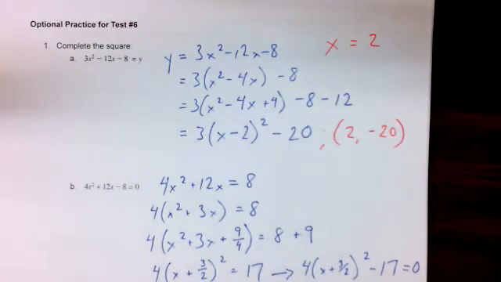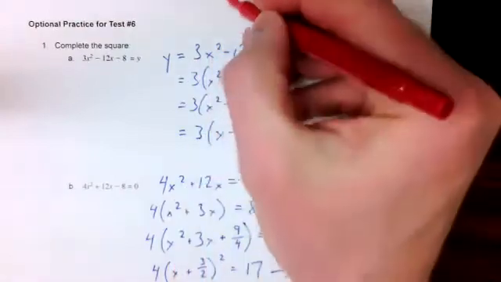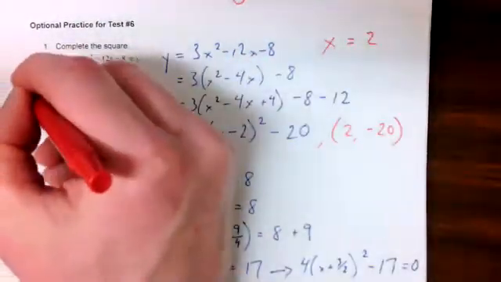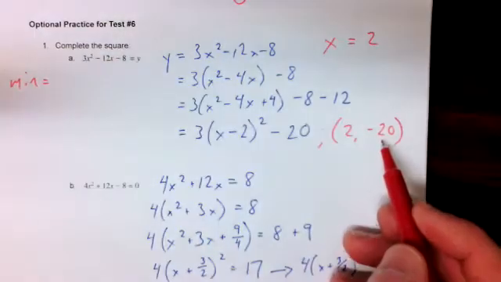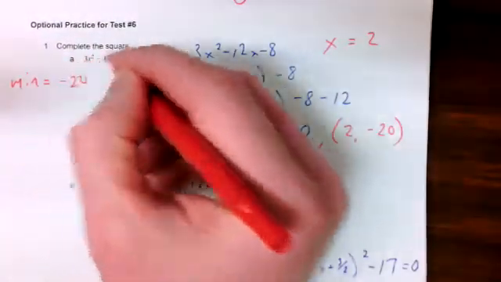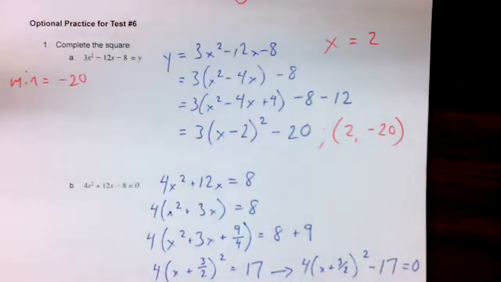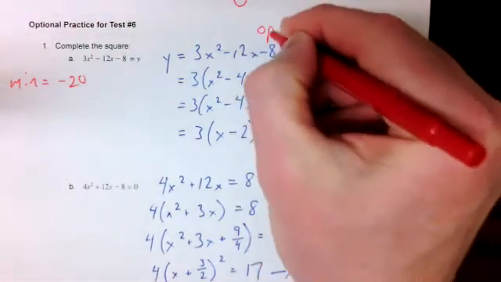Is there a maximum or a minimum? Well, this thing is positive, so it has this shape. So it's going to have a minimum. So the minimum is -20. All y values are -20 or greater. Direction of opening, it opens up. I think we covered that.